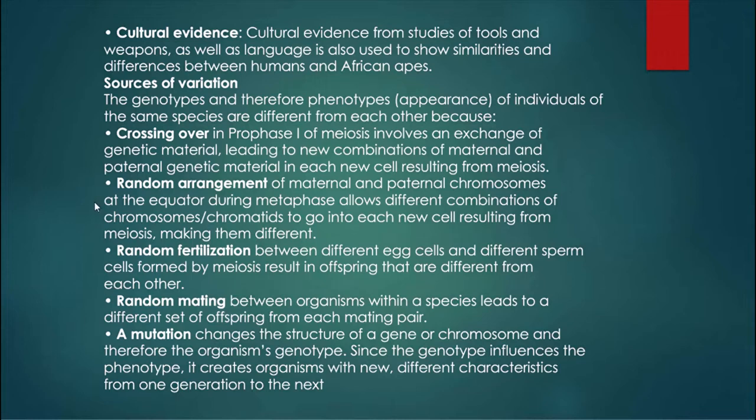Number 2, random arrangement of maternal and paternal chromosomes at the equator during metaphase allows different combinations of chromosomes or chromatids to go into each new cell resulting from meiosis, making them different. Number 3, random fertilization between different egg cells and different sperm cells formed by meiosis results in offspring that are different from each other. Random mating between organisms within a species leads to a different set of offspring from each mating pair.